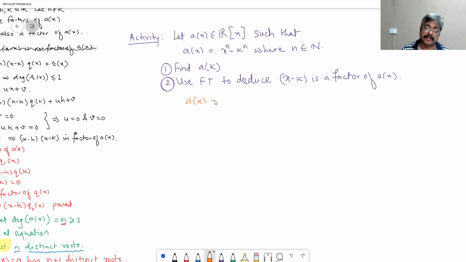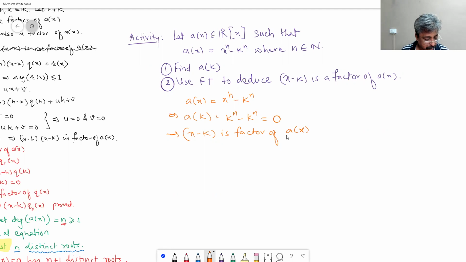A of x is equal to x raised to n minus k raised to n. This implies a of k is equal to k raised to n minus k raised to n, which is equal to 0. This implies x minus k is a factor of a of x, and there is nothing to do. Can we find out the second factor?